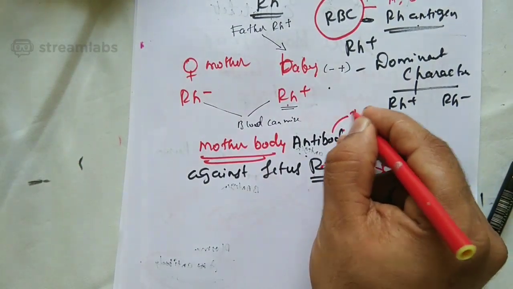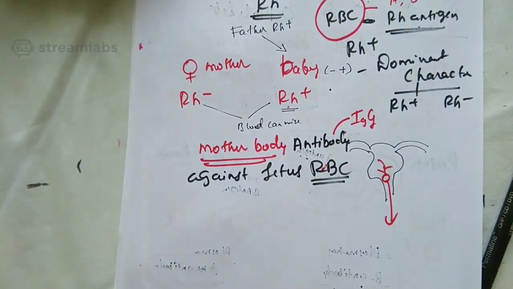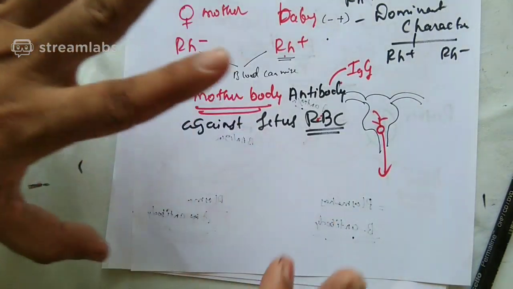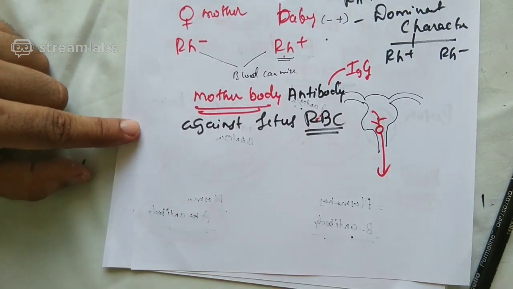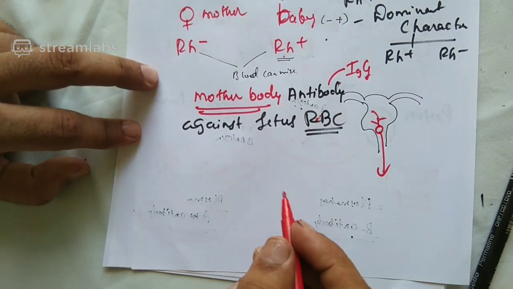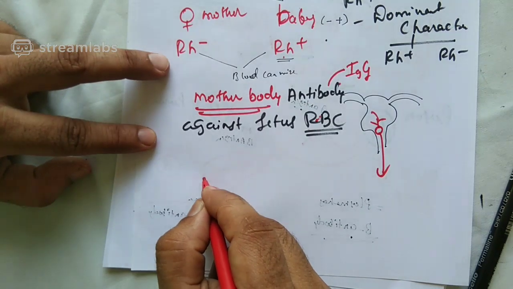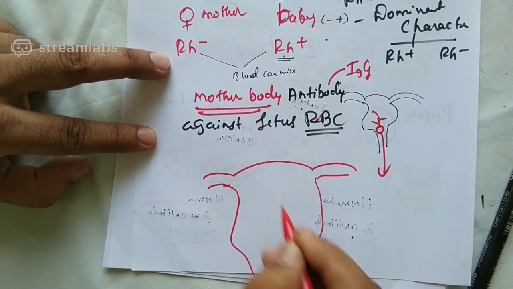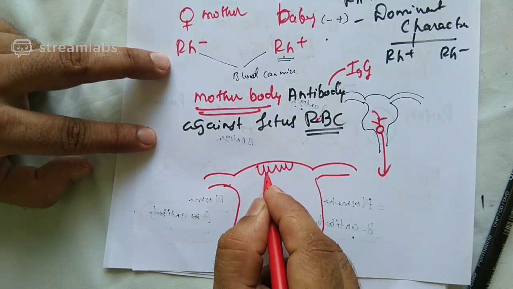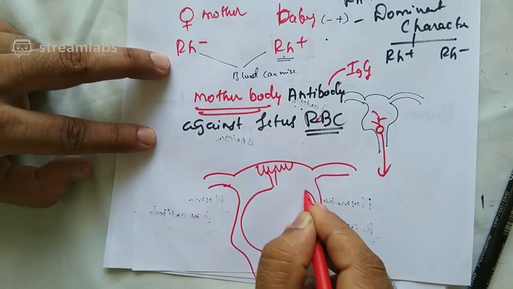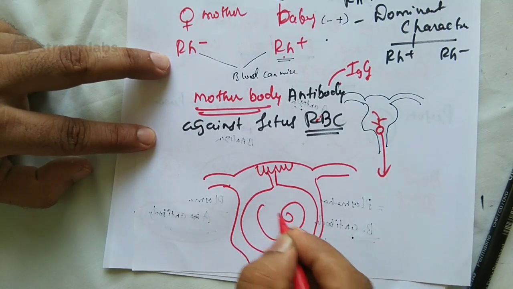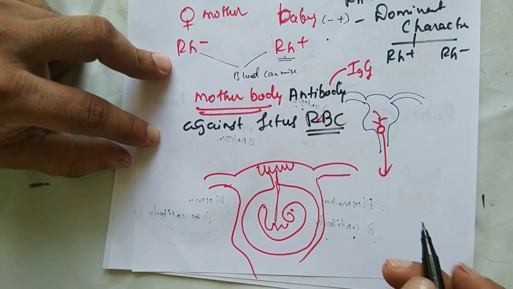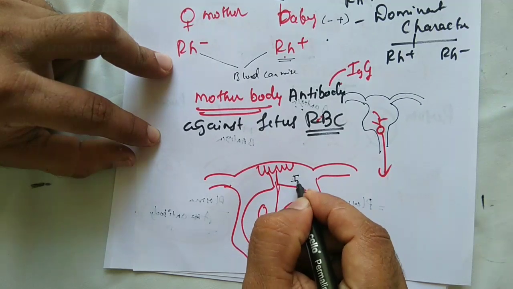Which antibody, you know? IgG. IgG is the antibody. So in the mother's blood the IgG antibody is circulating, but the baby has already been delivered, no problem. But what happens? Just see now here. In the second pregnancy, what can occur? I'll tell you now. This is the placenta, right? Placenta. And this is the condition where the baby is present here, connected by umbilical cord. See, here is IgG now.